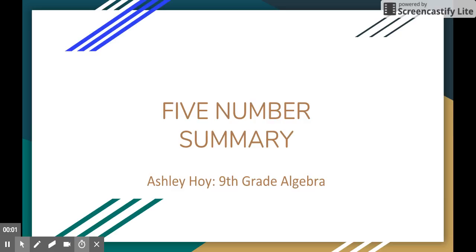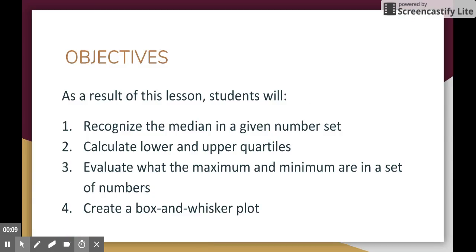Okay, so today we're going to be talking about the five number summary, and that is within our algebra course that we are in. So, our objectives for the day, we're going to recognize the median in a given number set. We're going to calculate the lower and upper quartiles, along with evaluating the maximum and minimum within the set of numbers that are given to you. We're also going to create a box and whisker plot from all of the information that we have found throughout our number sets.